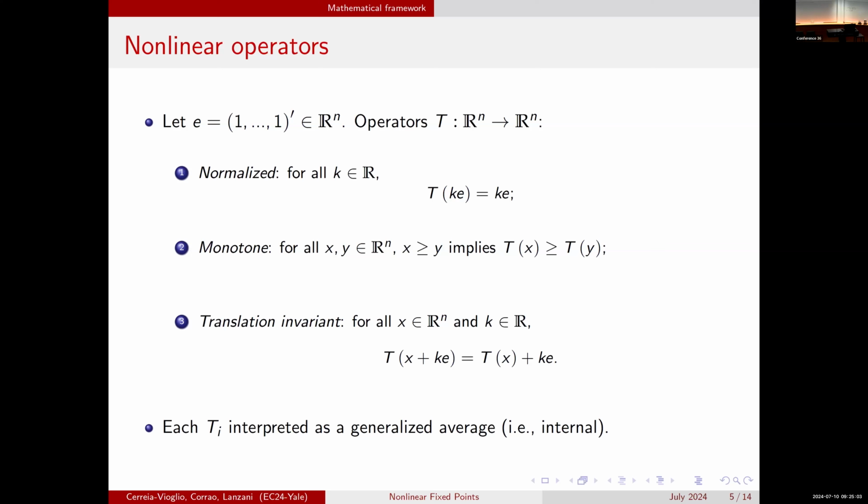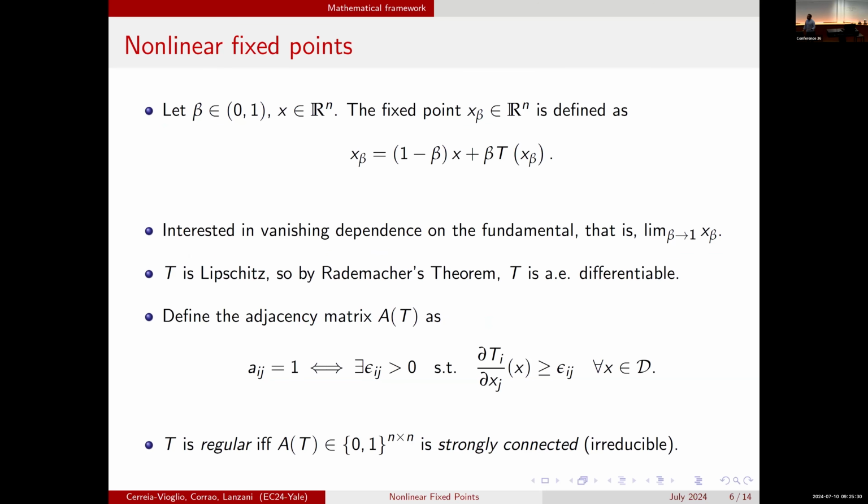And you can interpret each row of this operator as a generalized average. Why? Because the output given a vector x is always going to be between the maximum and the minimum input that you give. So in a broader sense, these are nonlinear averages. For example, the quasi-arithmetic mean, in which you adjust the entries with monotone functions, is going to be an example. And what are the fixed points? Well, the fixed point is going to be exactly equal to the one that we saw at the beginning, but we are going to replace W, which is a matrix and linear operator, with this nonlinear operator. But the interpretation is exactly the same.